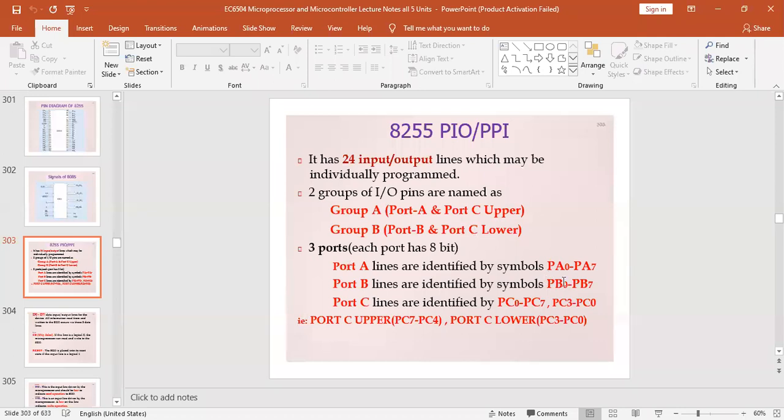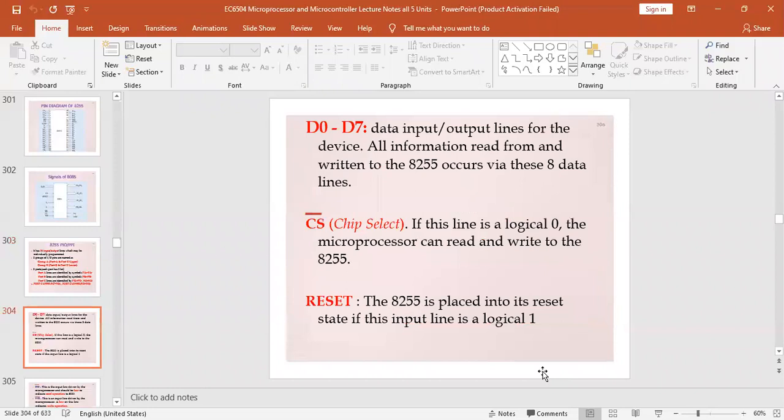Port A consists of PA0 to PA7. Port B consists of PB0 to PB7, and port C consists of PC7 to PC0. This port C is divided into port C upper and port C lower. Port C upper consists of PC4 to PC7, and port C lower consists of PC0 to PC3. You are all very familiar with it.